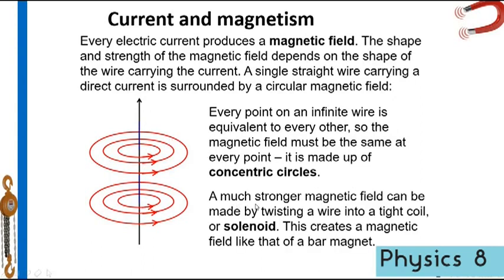Now, you can in fact produce a much stronger magnetic field from a straight line wire, and this is done by twisting the wire into a very tight coil, and this tight coil is usually called a solenoid. And this solenoid creates a magnetic field which is very similar to that of a bar magnet.